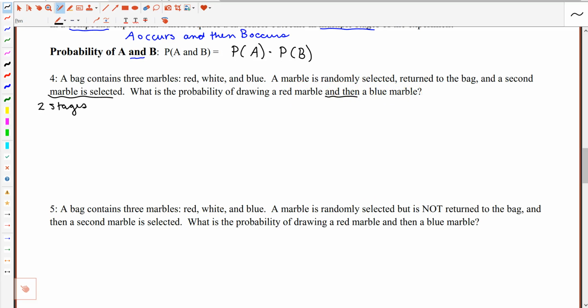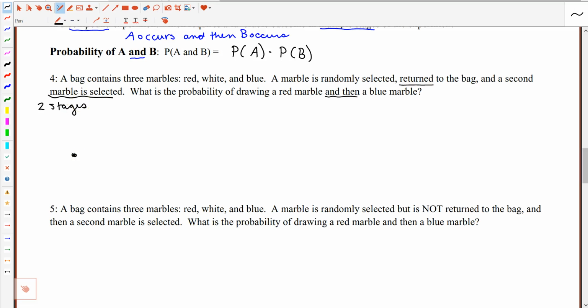One of the key things on this problem is that the marble was returned to the bag. On the next one it's going to be not returned, and we're going to talk about how that impacts things. But on this one the marble is returned to the bag. So first stage, that'll be the first marble being drawn. I'm going to put a dot here to start my tree diagram.